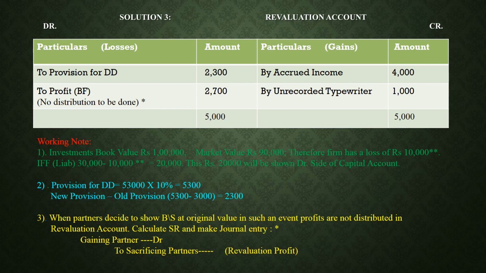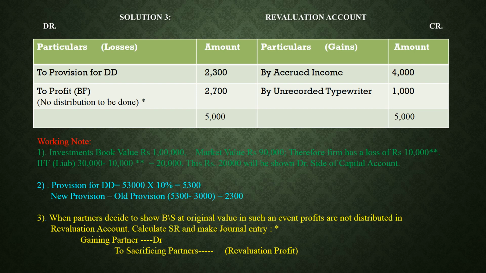Adjustment number 2, it is very important, which is related to provision for doubtful debt 10%. In our balance sheet, the debtor's value is provided to us as 53,000, and under this 53,000 there is a provision of 3,000. First step, we will calculate the provision for doubtful debt according to the adjustment, which is 10%. So 10% will be calculated on 53,000.